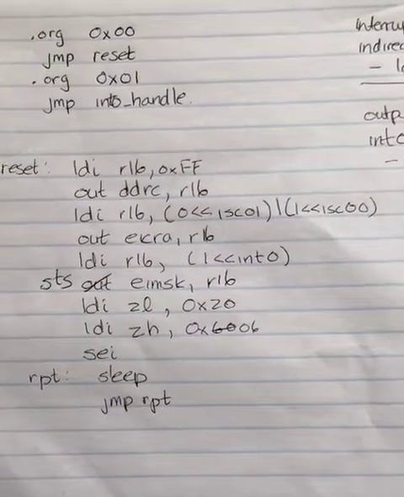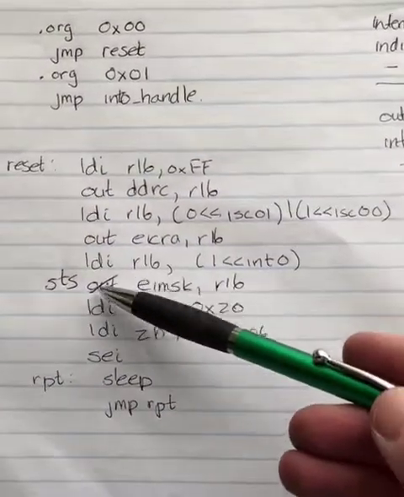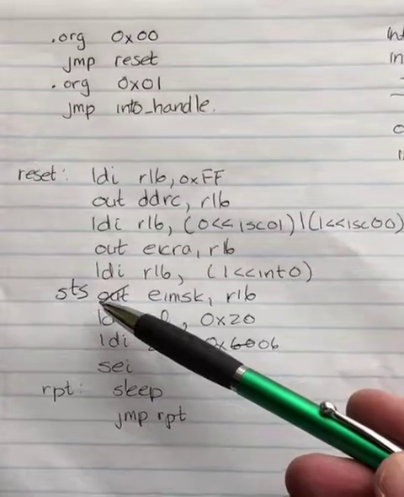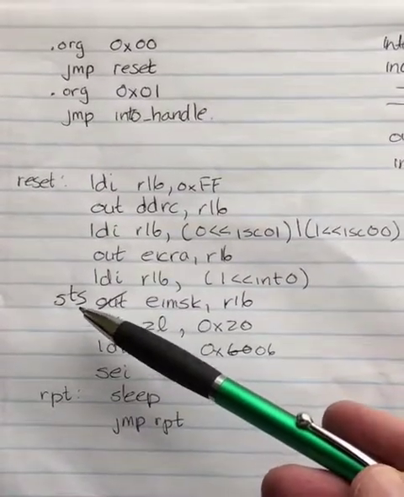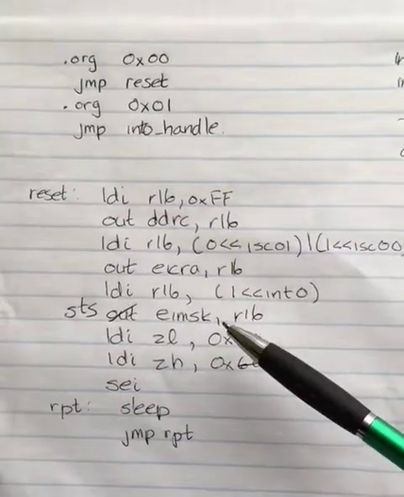Apologies, one minor bug I found in reviewing this answer is this point over here. The EI mask is not a special register, and we need to use STS rather than OUT to set the mask appropriately.